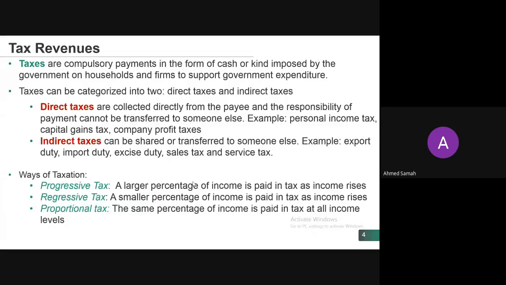Then there is proportional tax. That means the same percentage of income is paid as tax at all income levels. For example, at any given tranche of salaries, whether the salary is higher or lower, you will have to pay 5% of your income as tax. So that is a proportional tax.